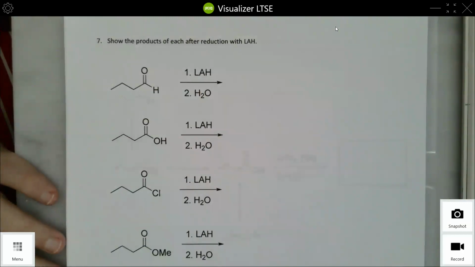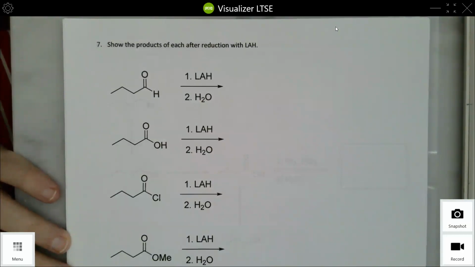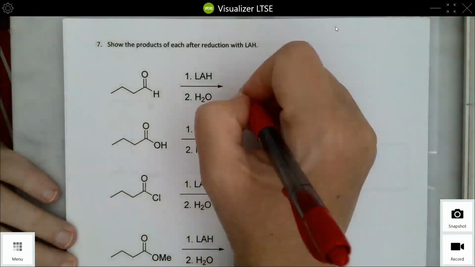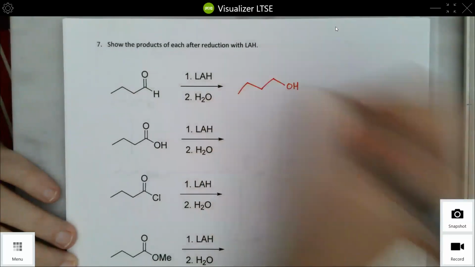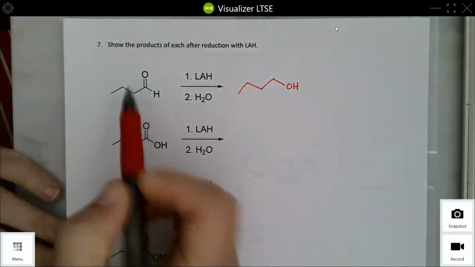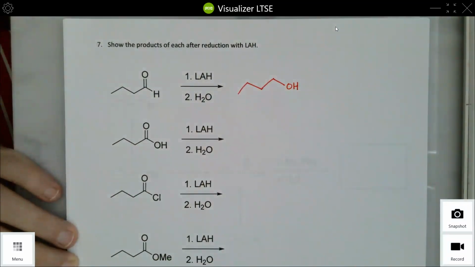Okay, the next question is a bunch of different reactions with LAH, showing the product after reduction with LAH. So aldehydes reduce down to a primary alcohol with LAH. Just note that if we have 4 carbons over here, we should have 4 carbons over here. So make sure to always double check that you're not accidentally adding or losing a carbon.